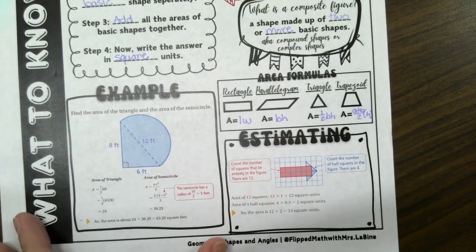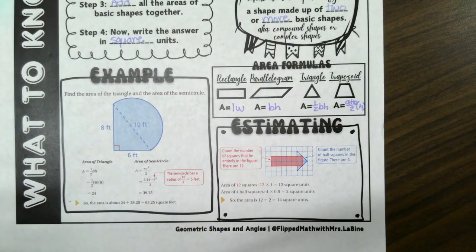Now you'll have a couple problems where you are going to do some estimating. So you're going to estimate what the square units are. So first, you're going to count the squares that lie entirely in the figure. So that's all these red ones. So if the figure takes up the entire box, then it's counted. Okay, there's 12 of those in this red section. Then you're going to count the number of half squares in the figure. And there are 4 half squares, which makes 2 full squares. Add those together, 12 plus 2, and you're going to get 14 square units.